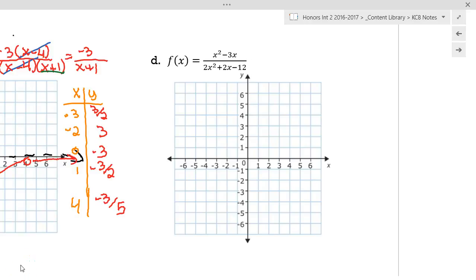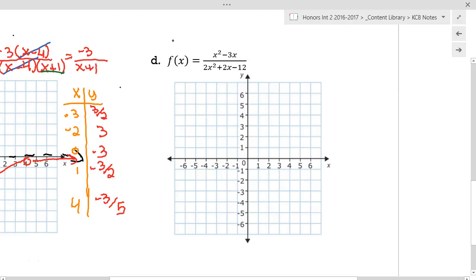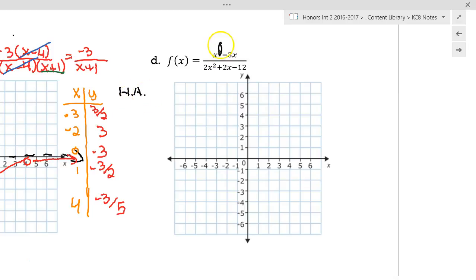Alright guys, welcome back. We are going to look at our last example here. So again, the first thing we want to look at is our horizontal asymptote. My degree is 2 and 2, so that means I have equal, right? So this is case 2 where I divide my leading coefficients. So I really have one half. So my horizontal asymptote here is 1 half.